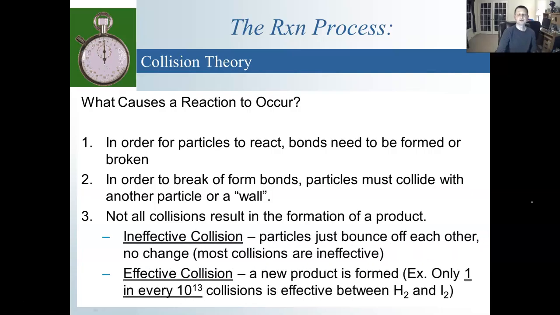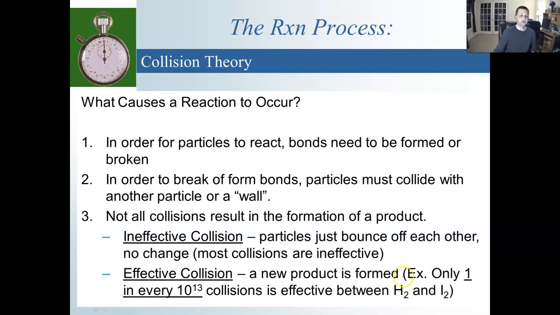So our collisions, I should say, fall into two different categories. We have ineffective collisions, that's when particles just bounce off of each other and really no change occurs. So most collisions are actually ineffective. But 1 in every 10 to the 13th collisions between hydrogen and iodine, just for one example here, is something we call an effective collision. So it depends on what you have. Sometimes collisions are more effective than others, depending on what reaction you're looking at.